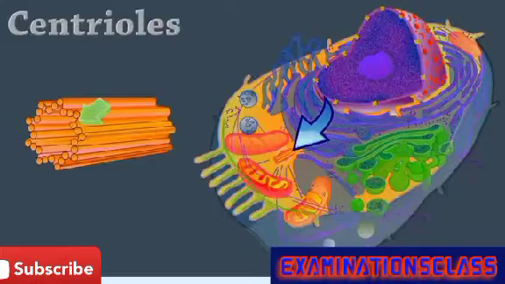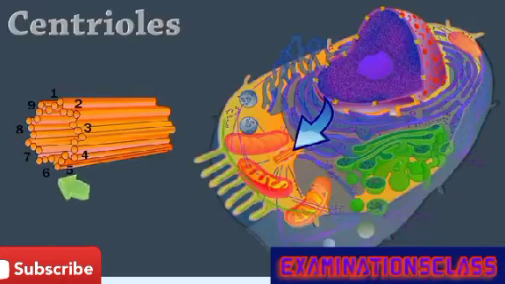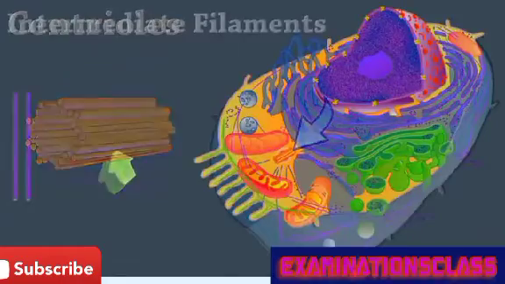Centrioles are paired cylindrical bodies. Each one is composed of 9 triplets of microtubules. They organize a microtubule network during mitosis to form the spindle, asters, and basis of cilia and flagella.